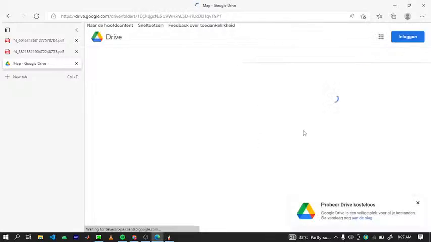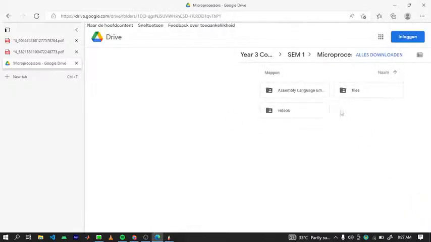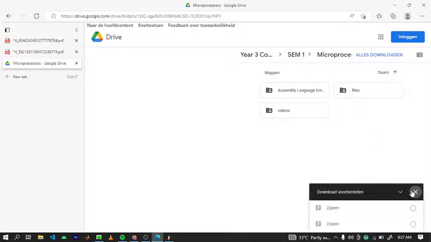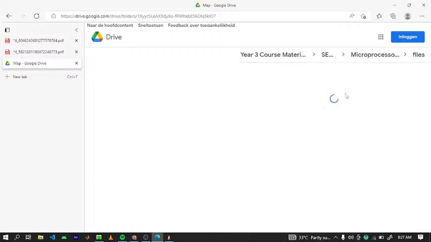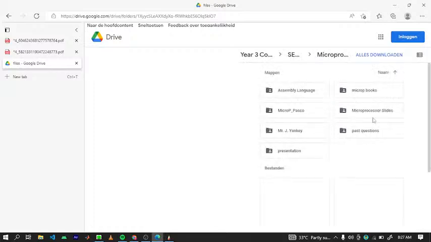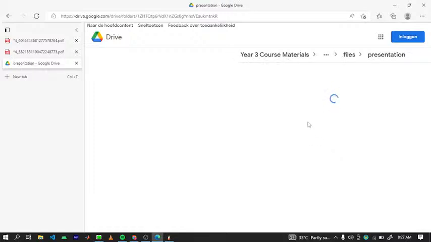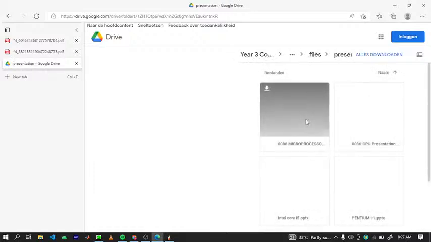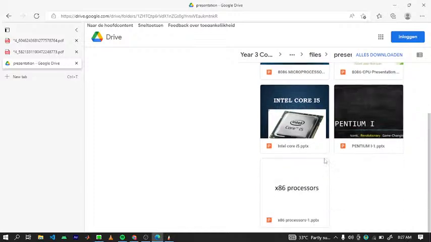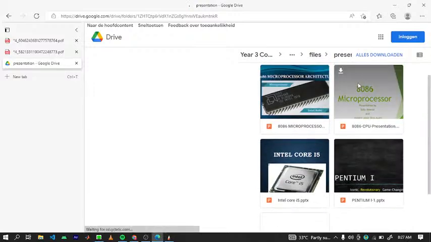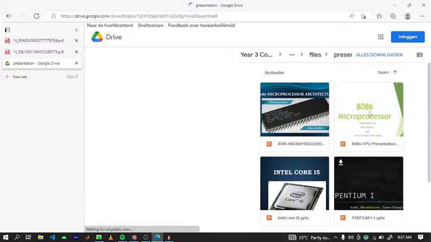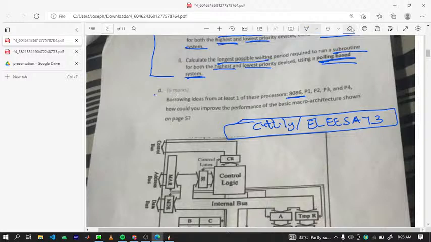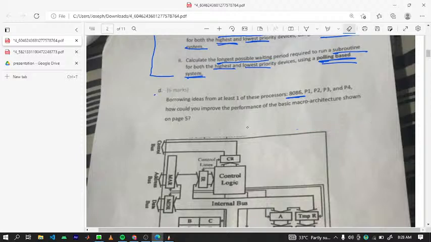Microprocessors, files, presentation. Yes, it's in presentation. Look for them, there are plenty: x86, i5, Pentium 1. So there are x86, i5, and Pentium 1. Understand? Look through them and try to familiarize yourself with them. It will really help you think about your answers, and if something we've not covered comes in the exam, you'll be able to answer. But then, we don't cover things that don't come.